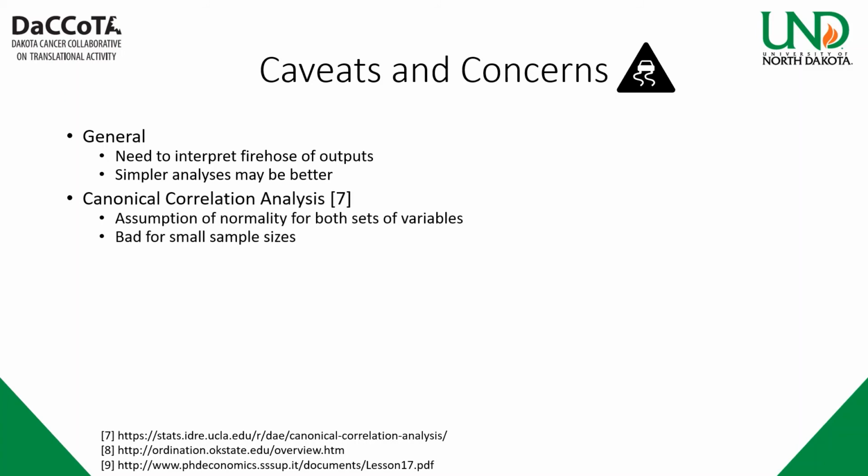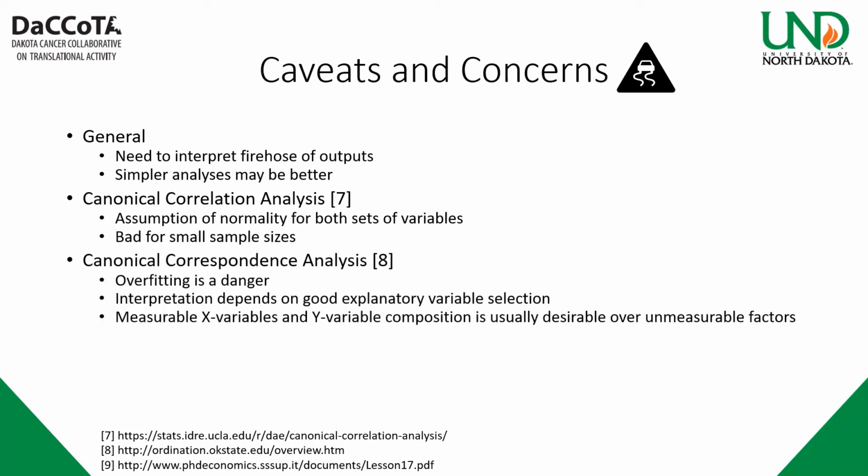Anyways, more particularly, for canonical correlation analysis, there is an assumption of normality for both sets of variables, so that needs to be remembered in your analysis. And the note here is it's bad for small sample sizes, so you want to have a lot of data for that. Now, for canonical correspondence analysis, overfitting can be a danger, and the interpretation really depends on a good set of your explanatory, your X variables.